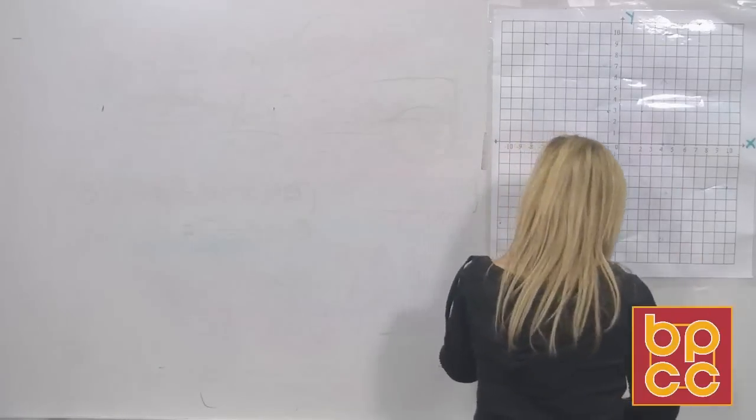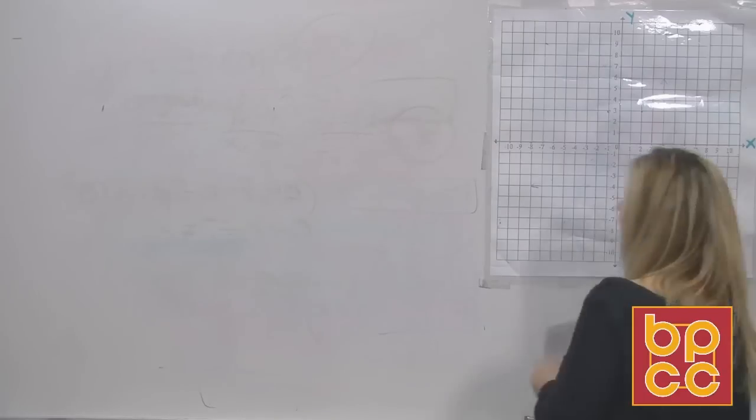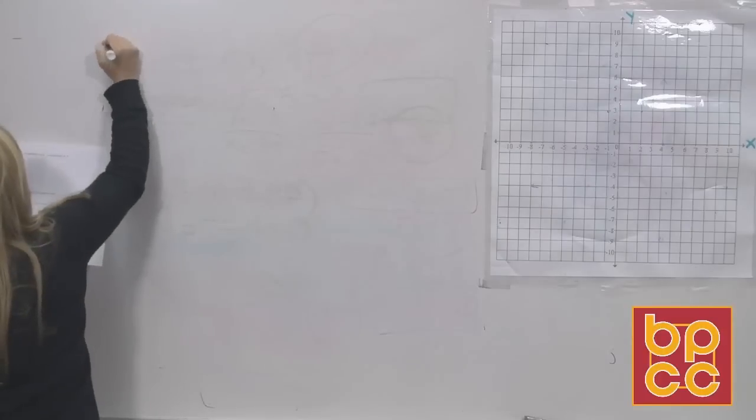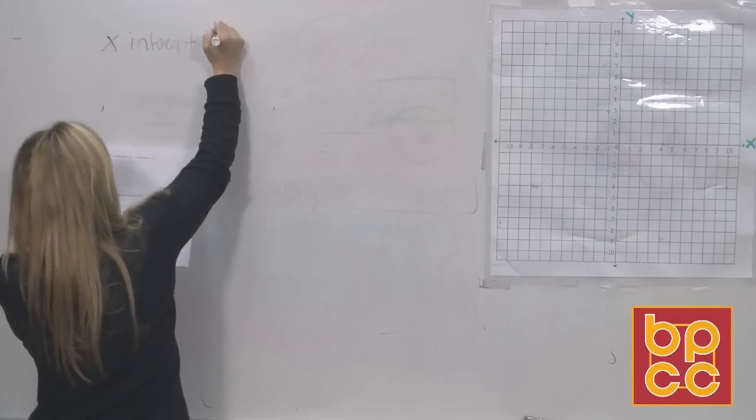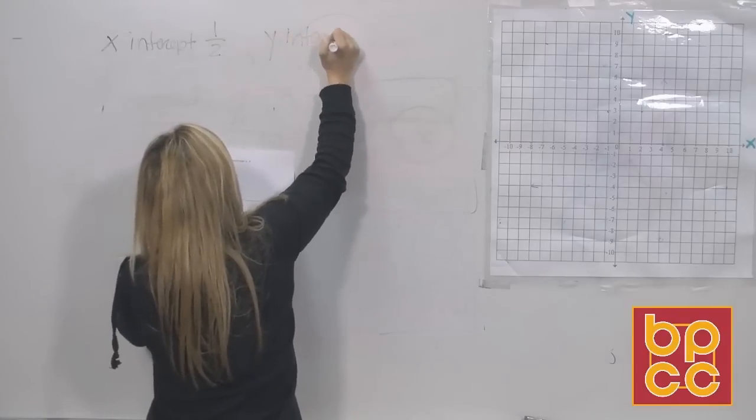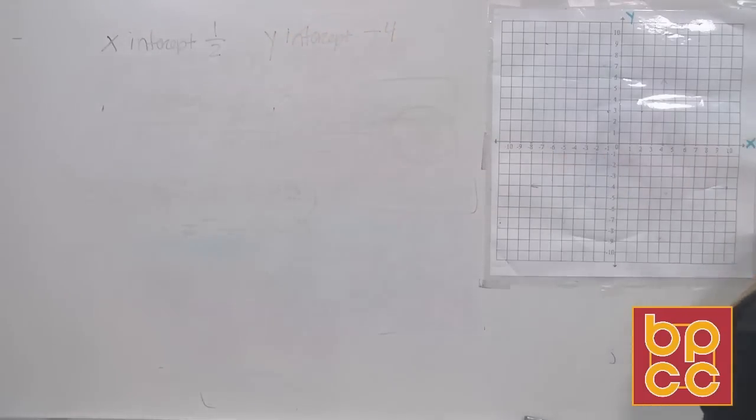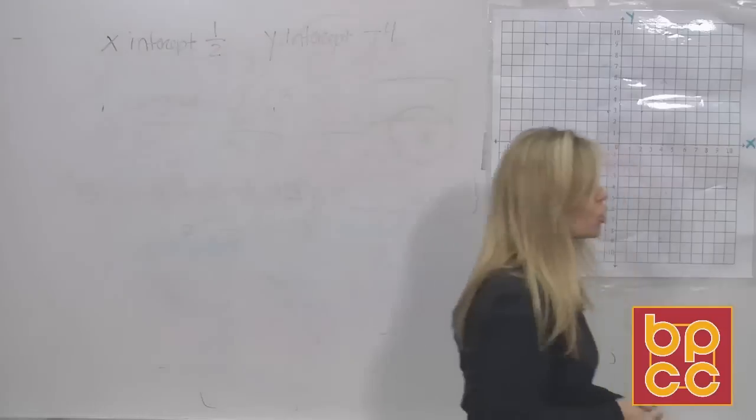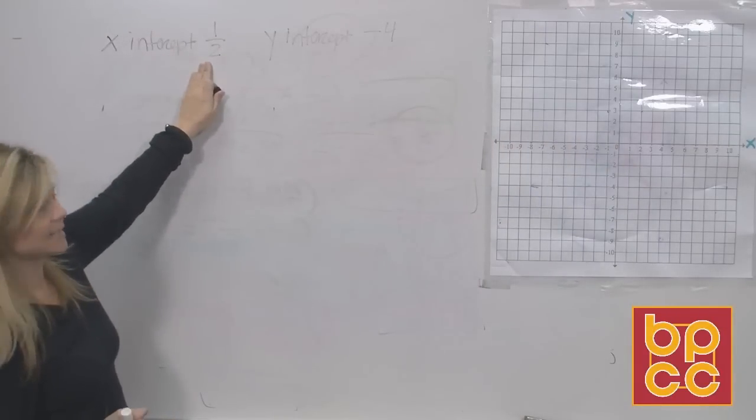All right. The next 2 clues are vocabulary. They say the x-intercept is a half, and the y-intercept is -4. All right, so we're going back to definitions. Do we know what those words mean? Sure we do. An x-intercept is where the line will touch the x-axis.